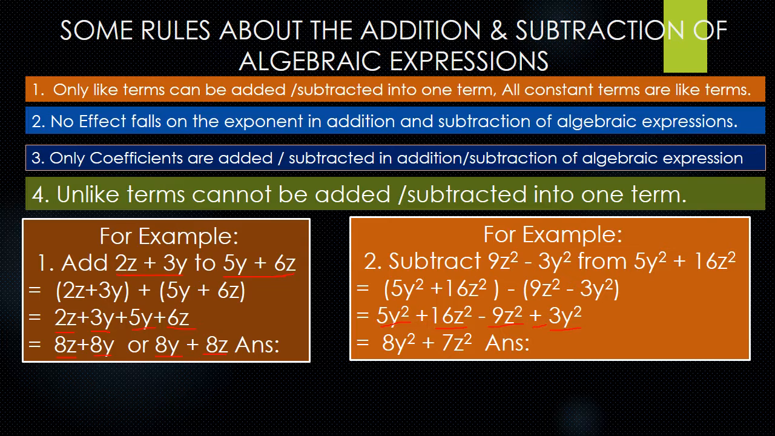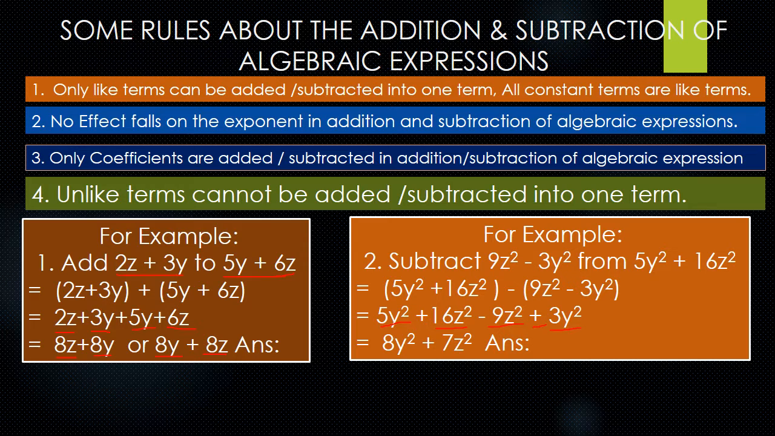Subtract 9z square minus 3y square from 5y square plus 16z square. Here again two expressions have been given and I have to subtract the first expression from the second expression. So the expression which is going to be subtracted will be written at the last, and the expression from which I'm subtracting will be written first. It will be written at first. Okay, so (5y square plus 16z square) minus (9z square minus 3y square).